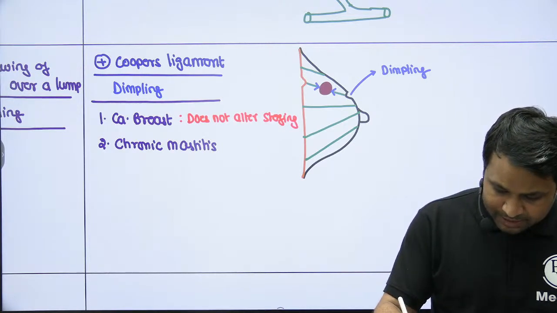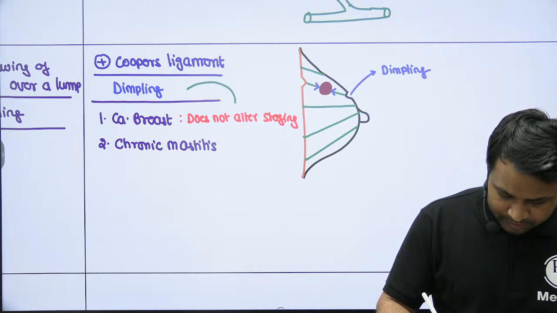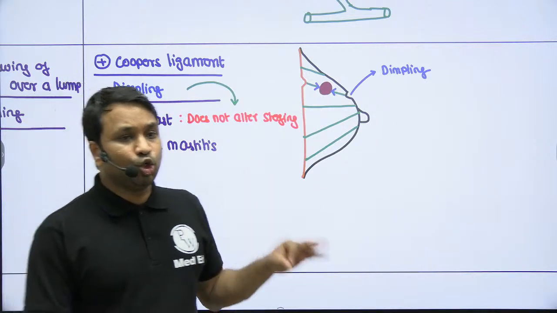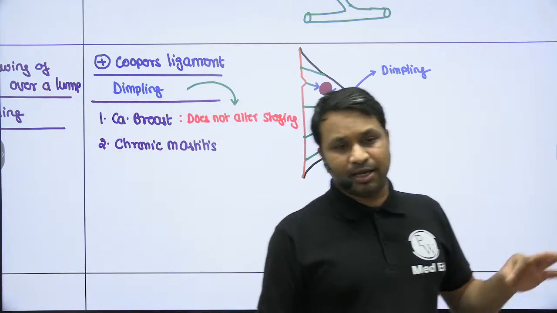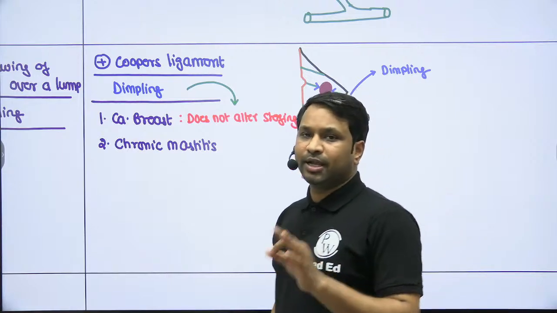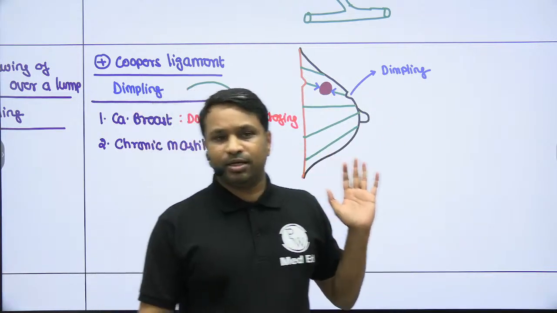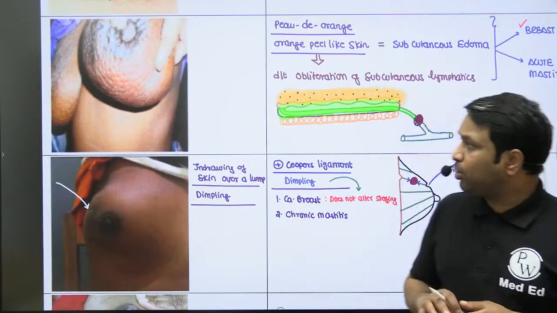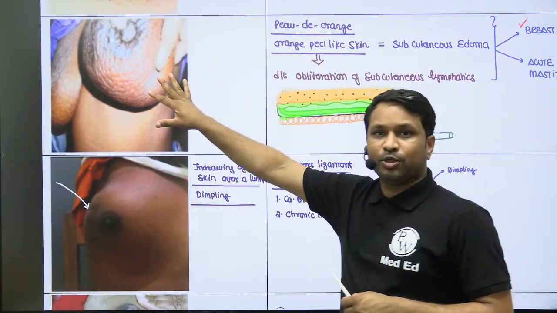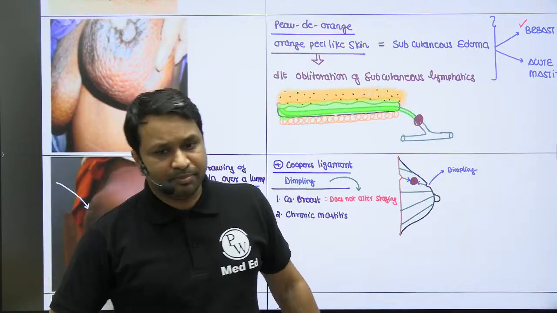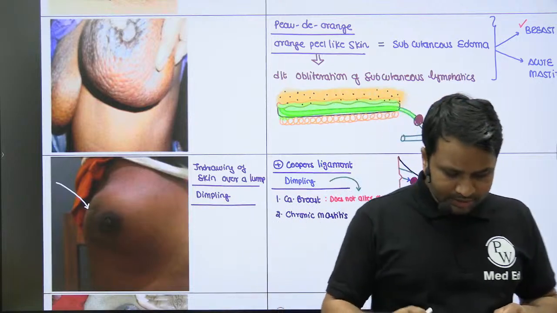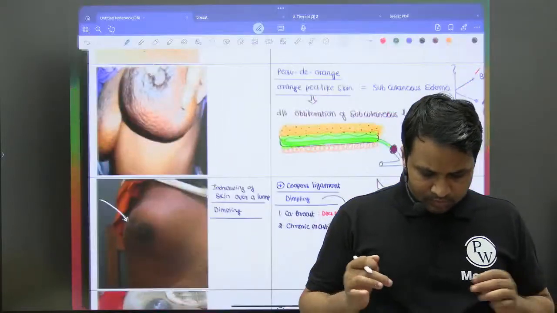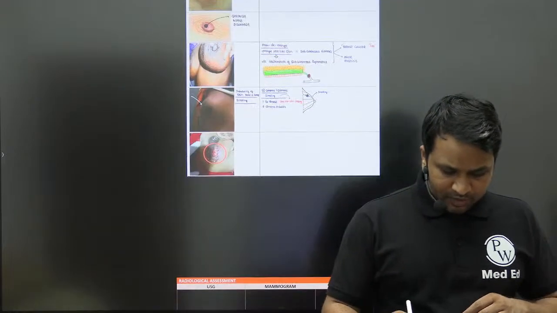So presence of dimpling in breast cancer does not alter the staging, but it does tell you that the underlying lesion could be a malignant lesion. That's the take-home message with respect to dimpling. So we understood two important findings. One is peau d'orange, and another one is dimpling of the skin.